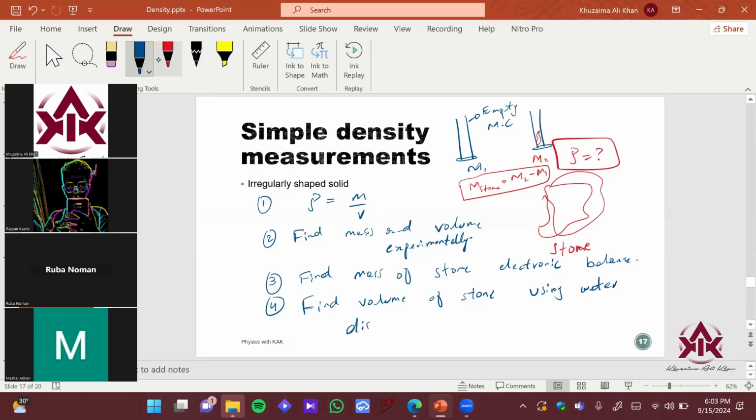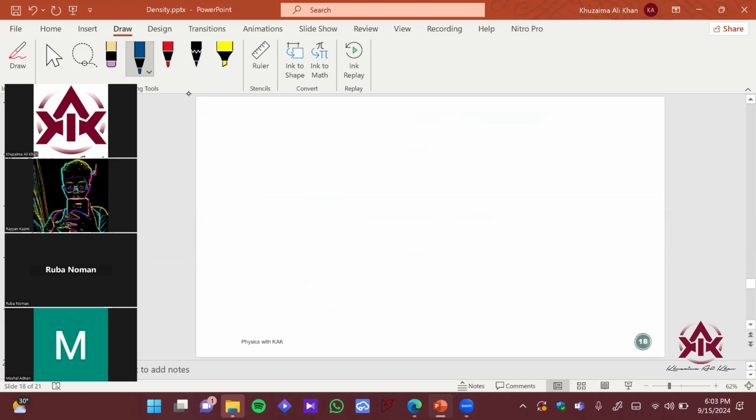Water displacement method. Ryan has just told you about it, and that is as follows. If I add a slide, let's imagine this: you have a measuring cylinder, and inside it you have put a known volume of water here.